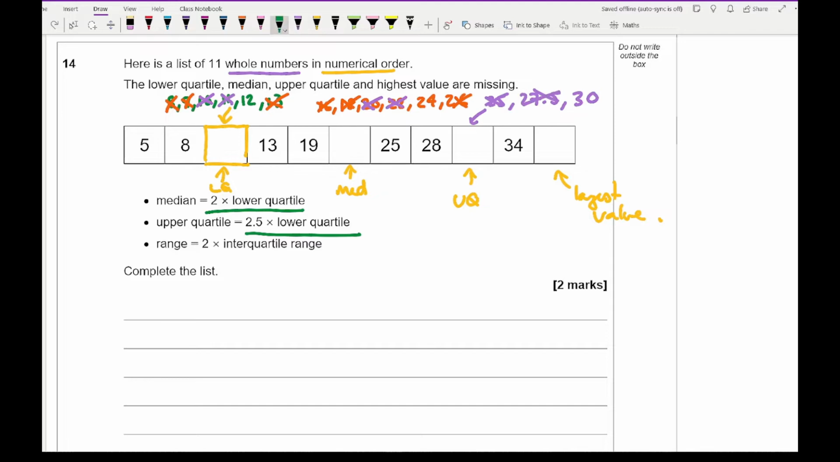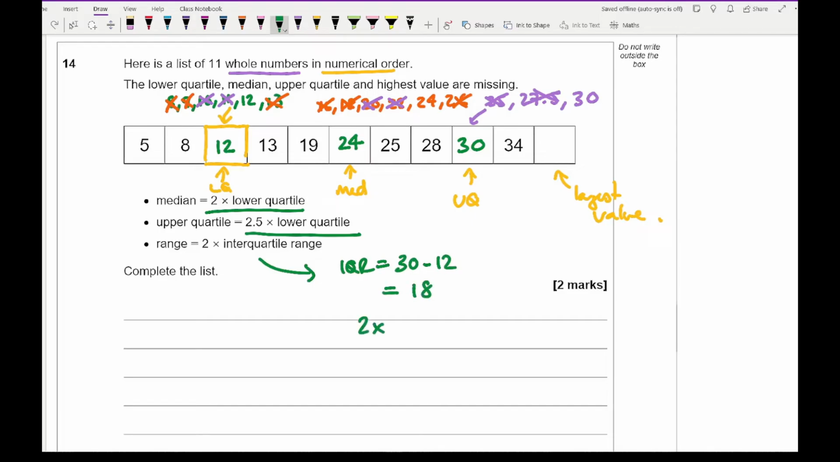So that therefore means that the lower quartile must be 12, the median must be 24, and the upper quartile therefore must be 30. Now using this information I can then work out what the range is going to be. So the IQR is going to be the upper quartile take away the lower, which is 30 take away 12, which gives me an answer of 18.